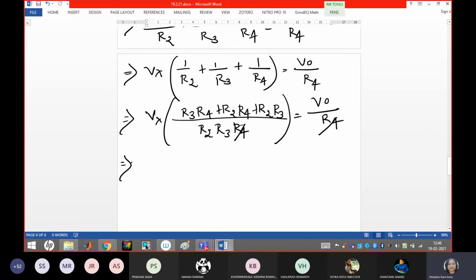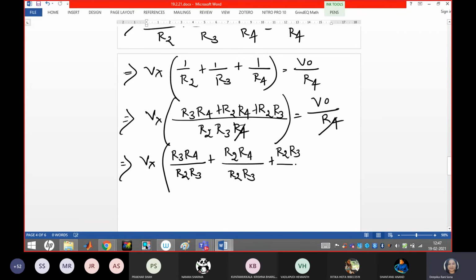So what is the new equation then? Vx whole into R3 R4 whole divided by R2 R3, and we can rewrite the same thing: R2 R4 whole divided by R2 R3, plus R2 R3 whole divided by R2 R3, which is equal to V0.